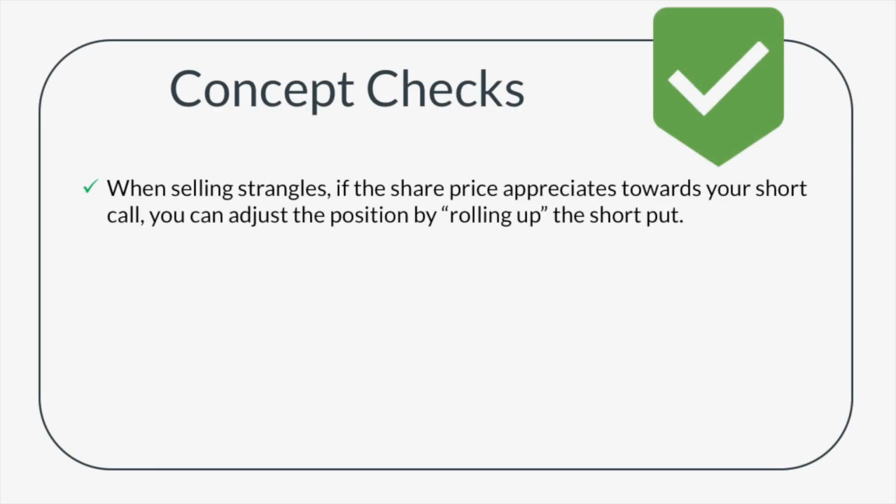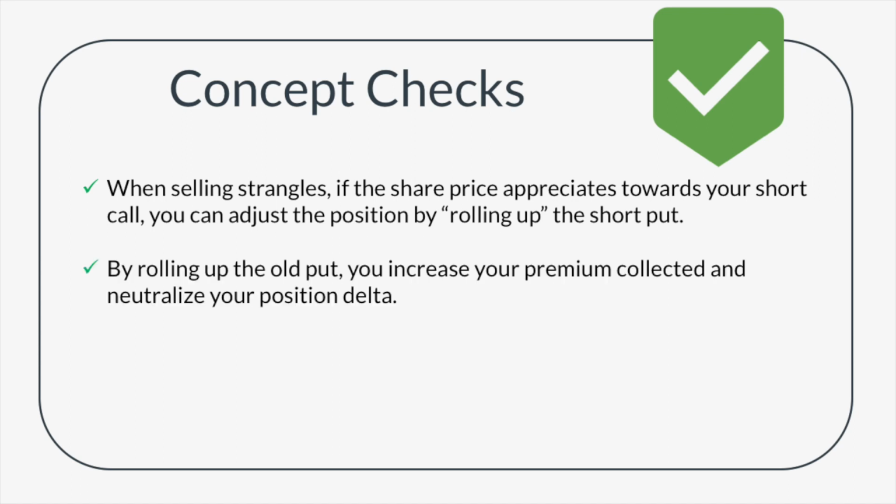Alright, that wraps up the short strangle adjustment of rolling up the short put option, but let's quickly run through some concept checks to recap what you've learned in this video. First of all, when selling strangles, if the share price appreciates towards your short call, you can adjust the position by rolling up the short put option.